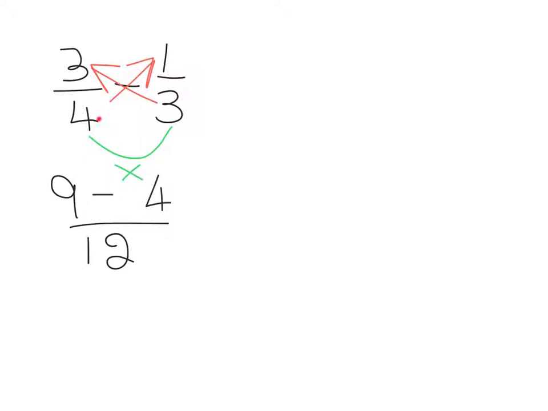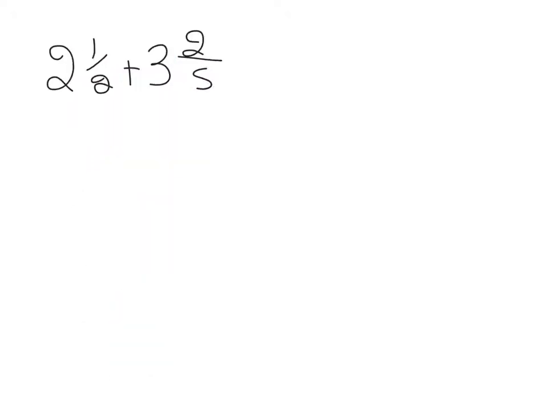So we've got 4 times 1, which is 4, so now we can just go ahead and do 9 take away 4. So we get 9 take away 4, which is 5. 5 over 12.